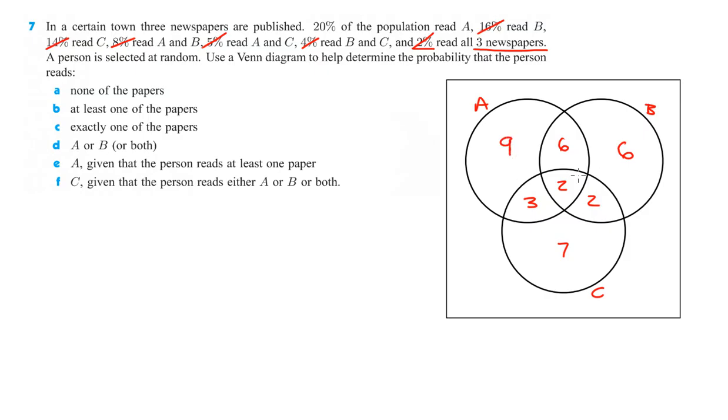Okay, so now we know this is who read what. So like, for example, this here, these people just read C. These people read C and A. These people read A, B, and C.